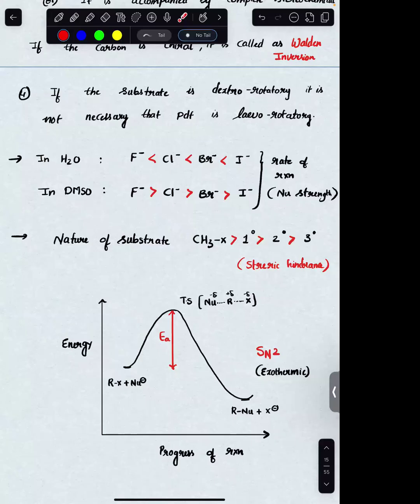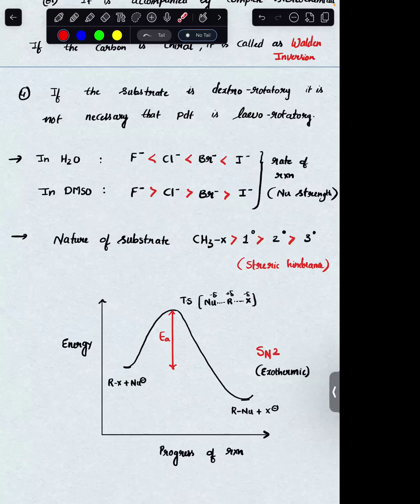Hence, the rate of reactivity is CH3X greater than 1 degree greater than 2 degree greater than 3 degree. And for all problem solving purposes, remember this forever: we will never make a 3 degree undergo an SN2 reaction, because a 3 degree is going to have severe crowding effect. The nucleophile will have a very tough time approaching that particular carbon, or it won't be approaching it. A 3 degree will never undergo a substitution reaction SN2.